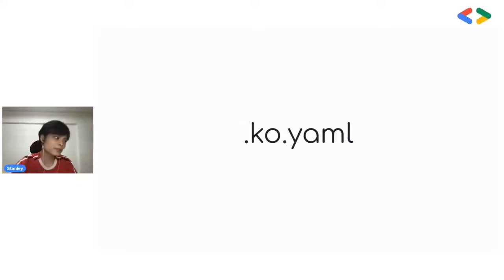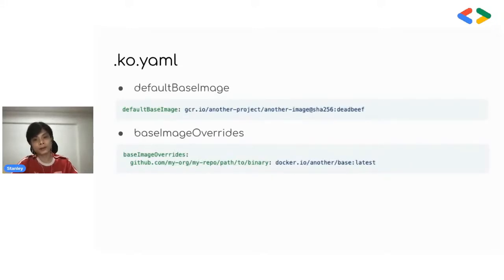While ko aims to have zero config, there are times where developers would want to override certain default behaviors. You can achieve this through the ko.yaml file. This file can be included directly in the folder where ko is invoked. So what are some of the options that ko.yaml offers?